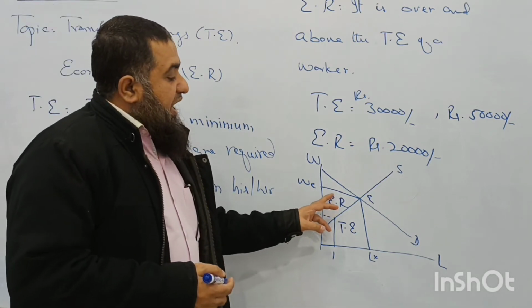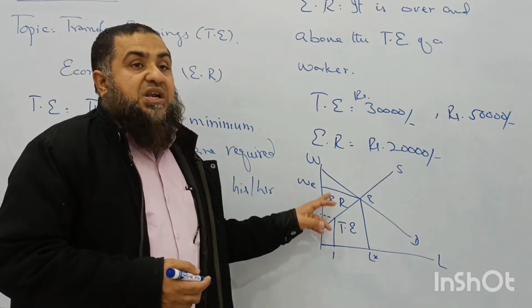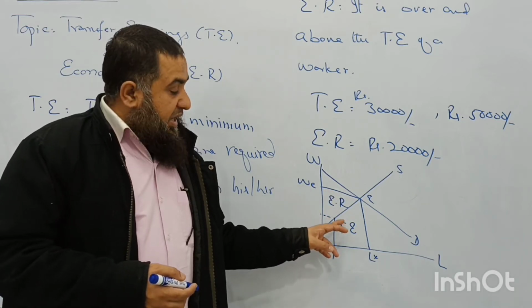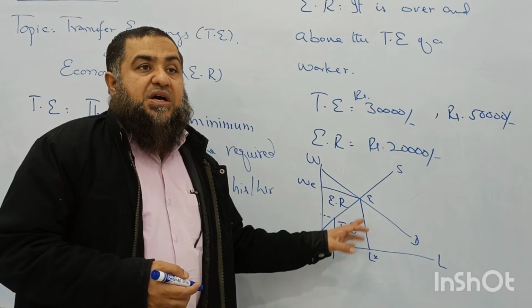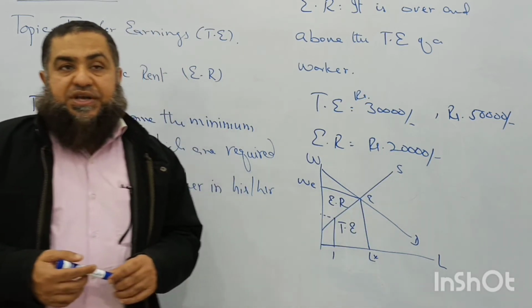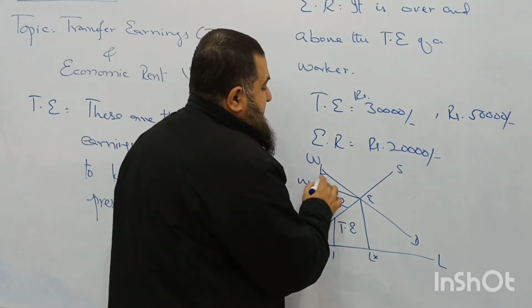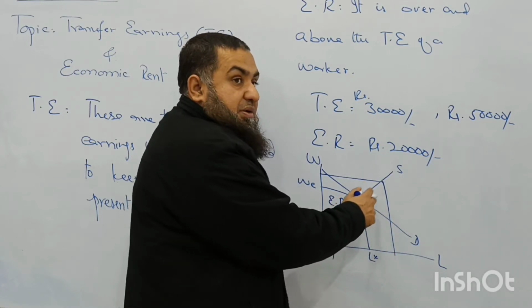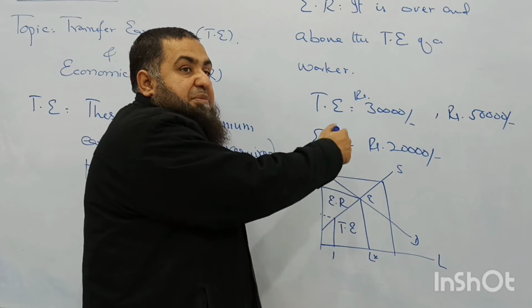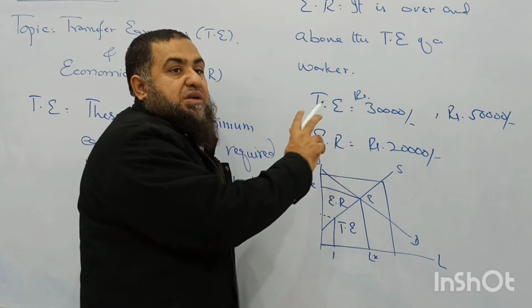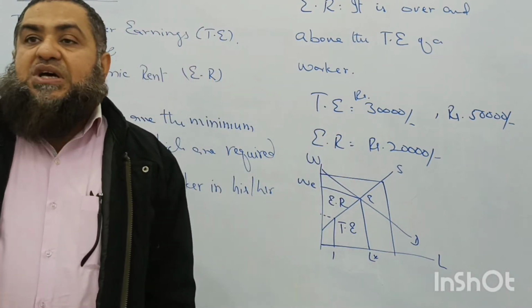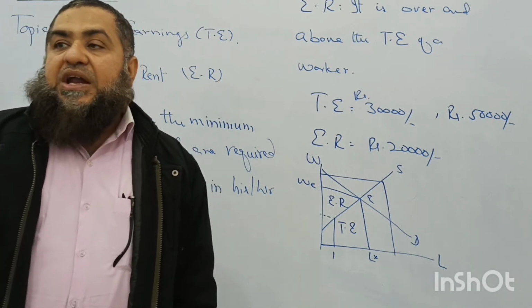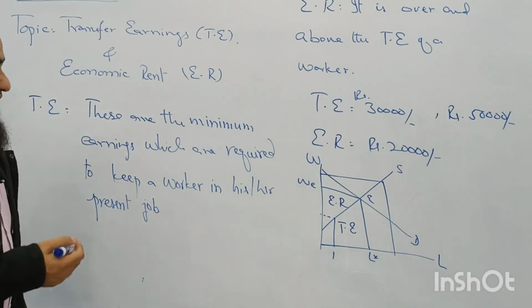So the area between the market wages and the labor supply curve, that is called the economic rent. And the area below the labor supply curve, that is called what? Transfer earnings. As market wages are increasing, the area below the labor supply and above the labor supply are both increasing. More workers are available, so transfer earnings are also increasing and economic rent is also increasing.